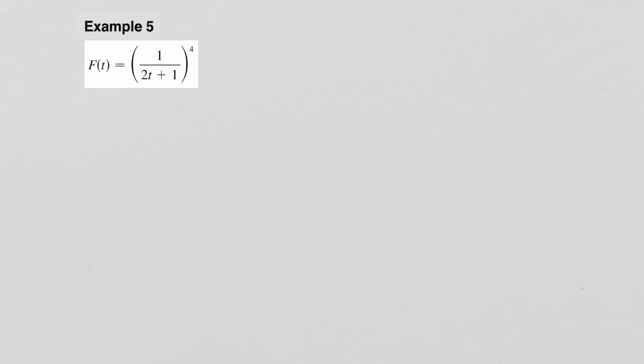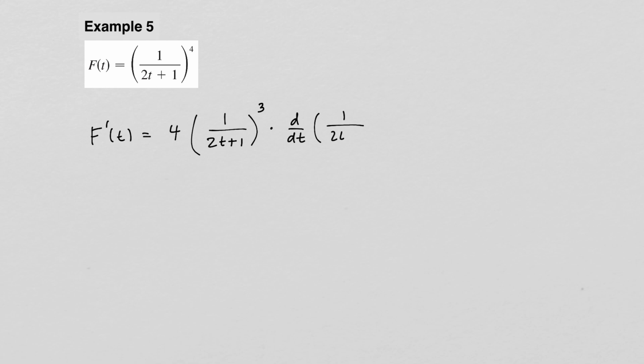Our next example is yet another example of applying the power rule and then the chain rule. So here, to take the derivative, we're going to have f prime of t is equal to 4 times 1 over 2t plus 1 to the third power. So that is the power rule. And then we're going to follow that up with the derivative with respect to t of 1 over 2t plus 1. Now, this derivative is a little bit more work.